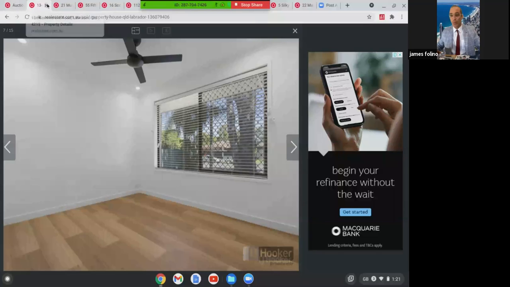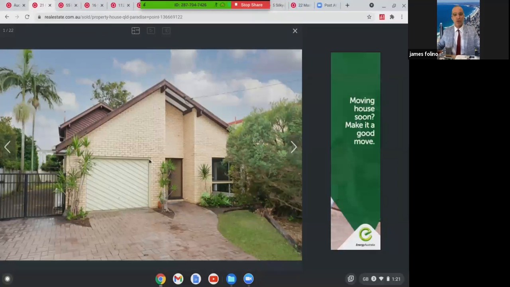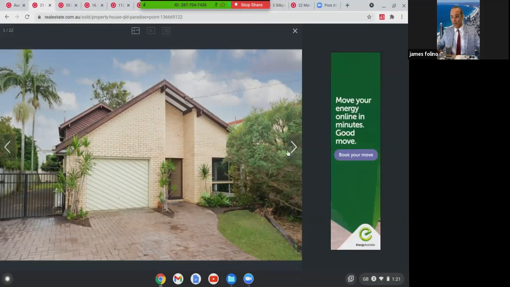We're going to move on to the higher priced homes, and we're going to start with the Northern Gold Coast. The first one that I'd like to show you is this home here. This is in Paradise Point. It's a home on a full block of land, 562 square metres, a brick home.